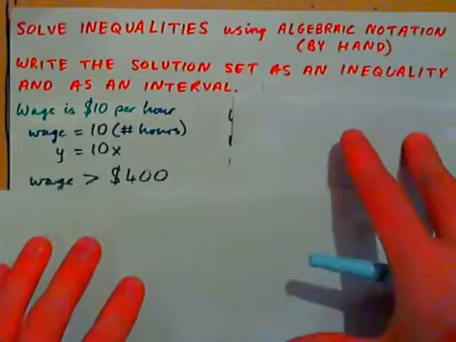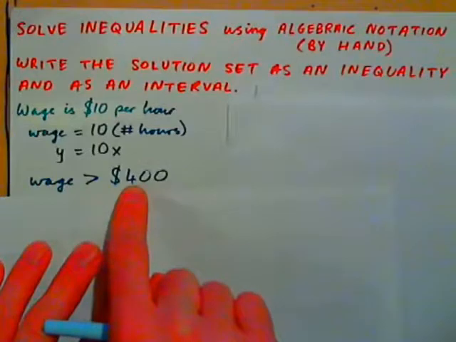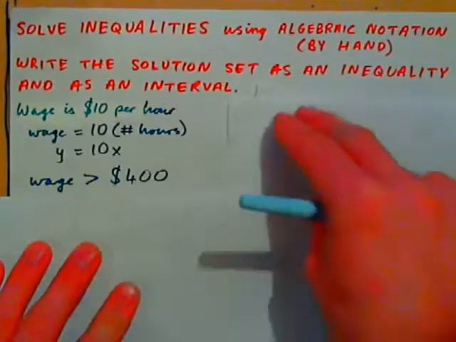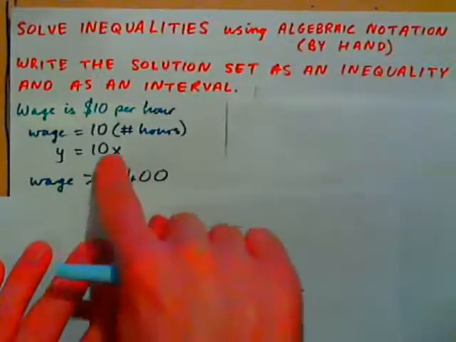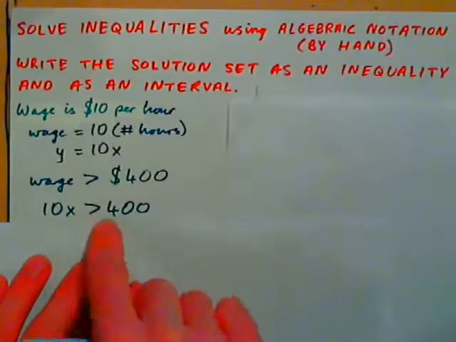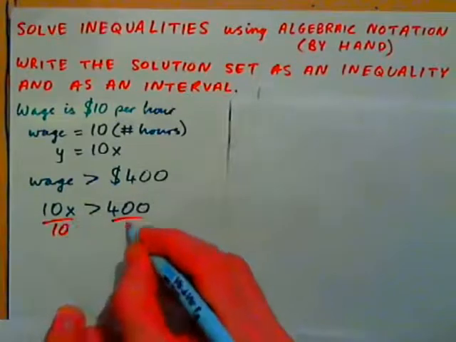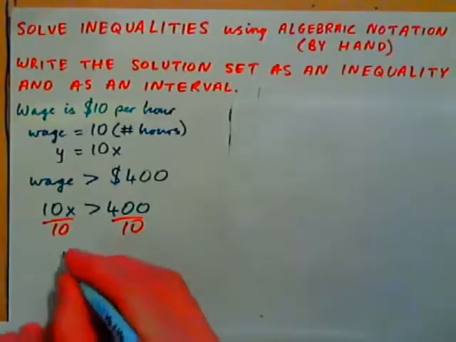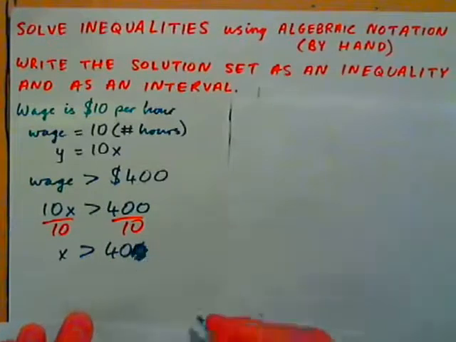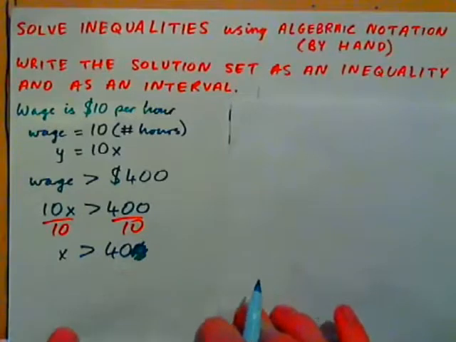And we could come up with this inequality. What if we wanted our wage to be more than $400? If you want your wage to be more than $400, you could replace wage with the expression 10x. Solve the inequality, and sure enough, we divide both sides by 10, we get x is greater than 40, right? So if you work more than 40 hours, your wage is above $400.